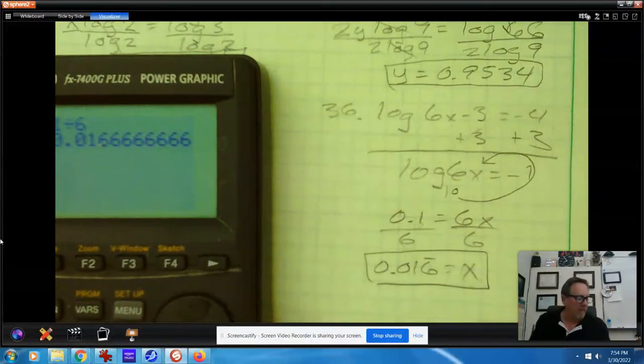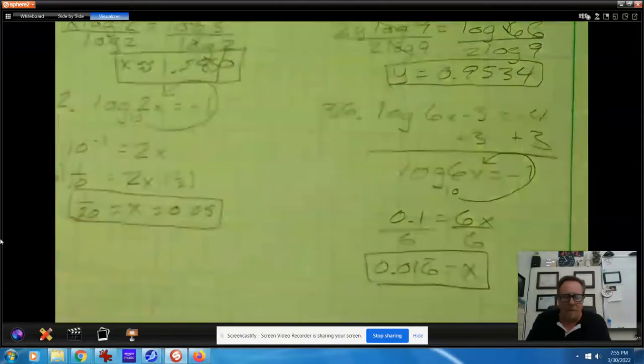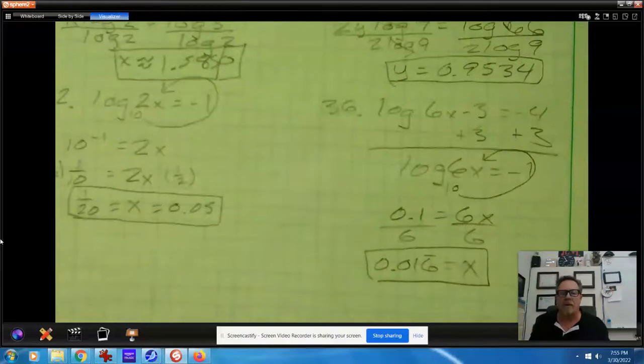So there we go. Problem 36 in your book. Yeah, they rounded off to 0.0167. They didn't say it was repeating, and that's okay. They're rounding eventually.